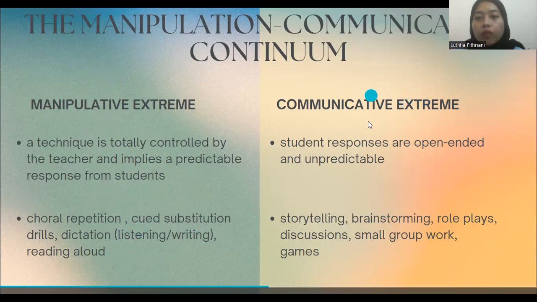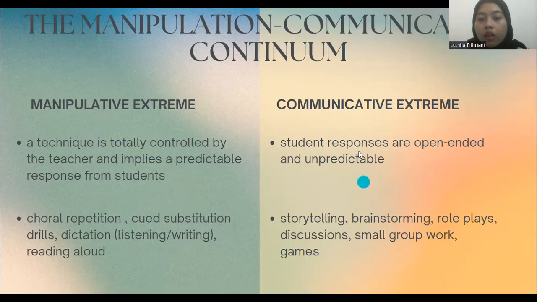On the other hand, communicative extreme is a technique in which the student's responses are open-ended and unpredictable. For example, the activities are storytelling, brainstorming, role plays, discussion, small group work, and games.